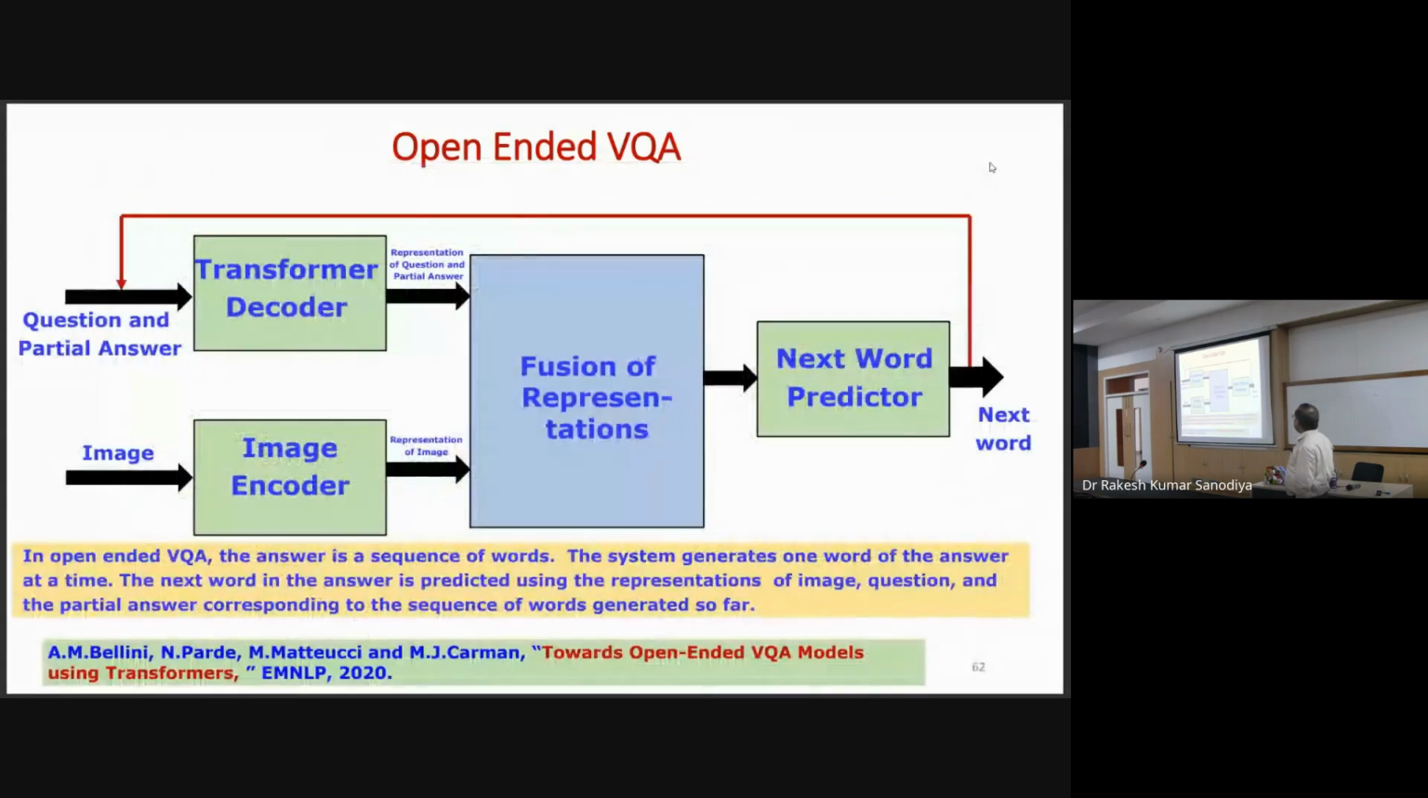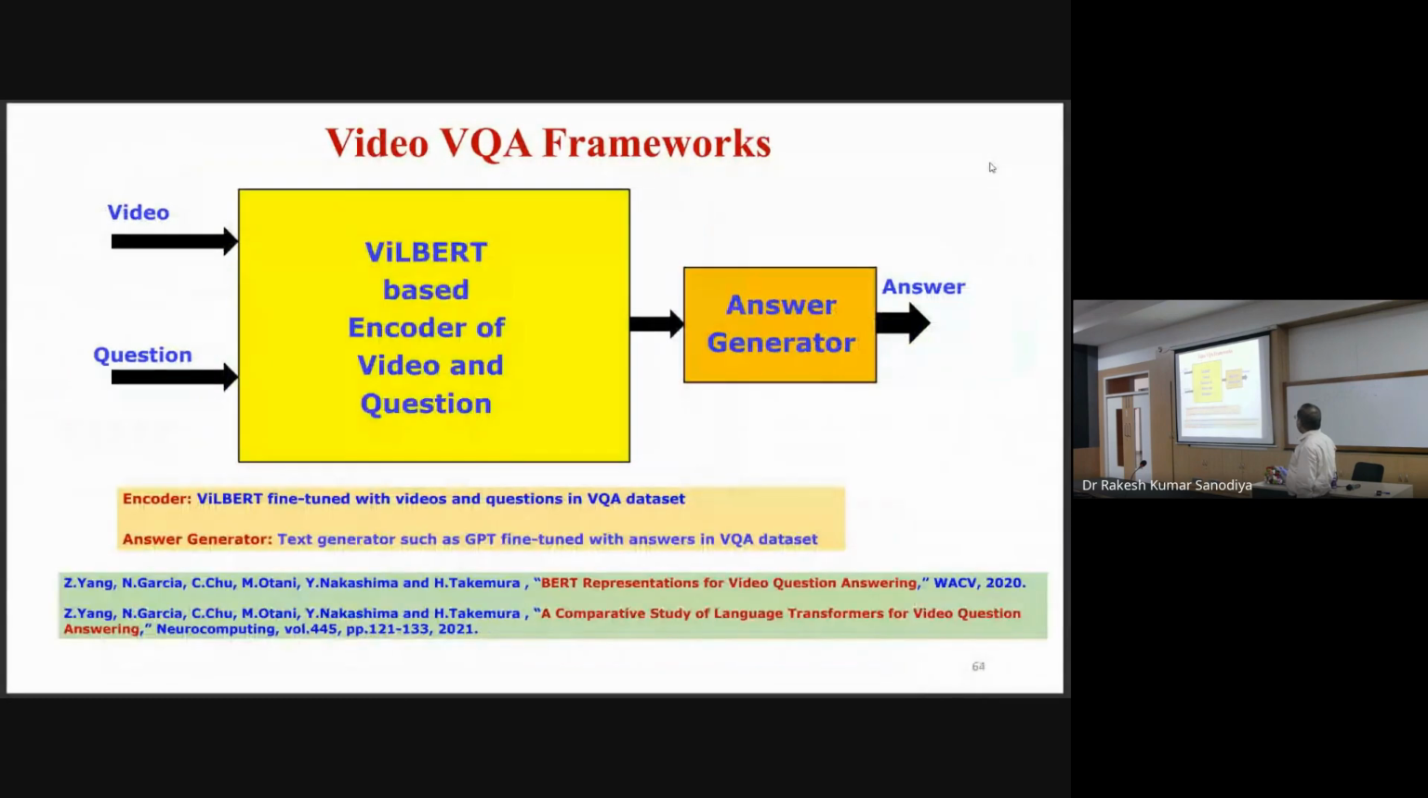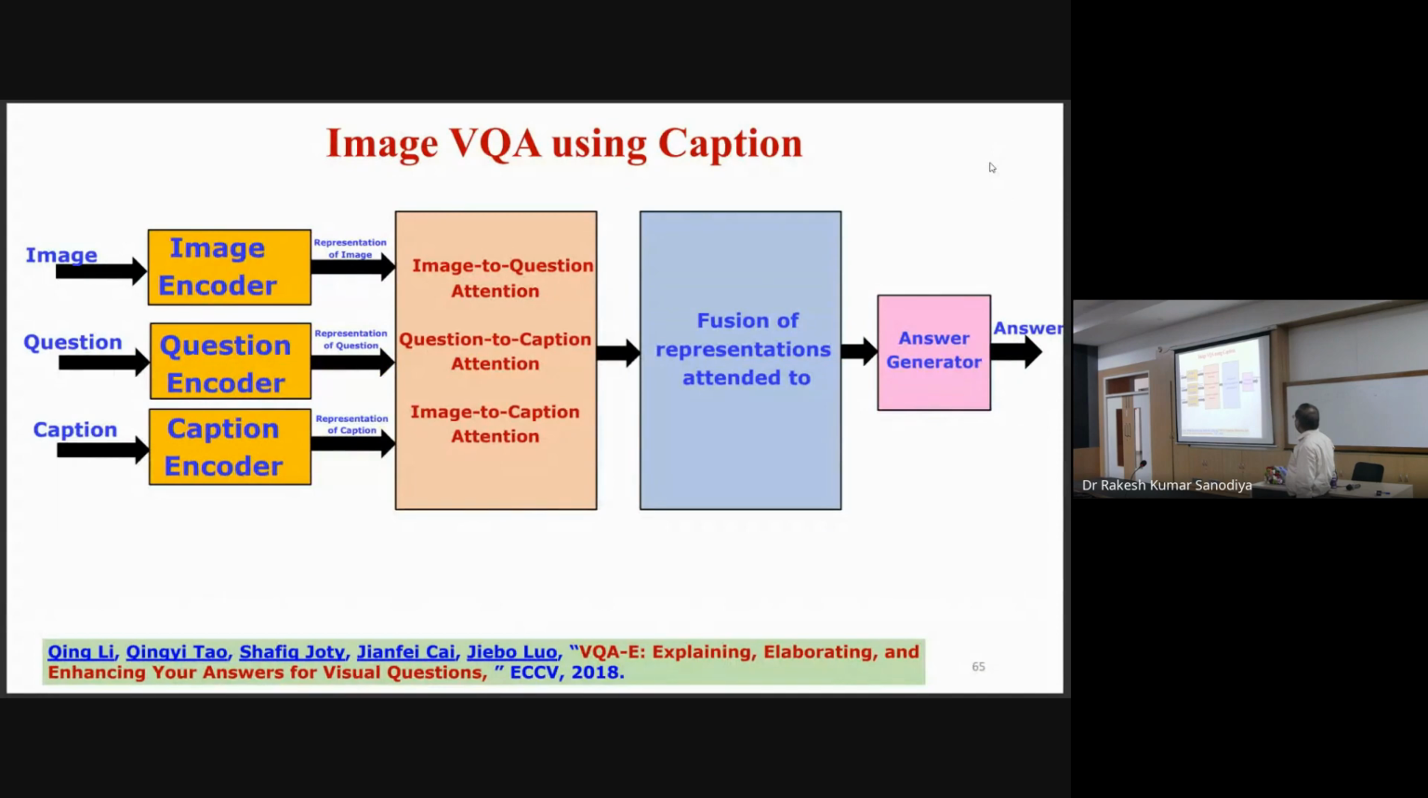So basically, this requires a text generation module which generates one word of a text at a time, right? So one can use a GPT kind of model to perform this generation. And one can extend this for video data as well, and we can also have the video question answer system.